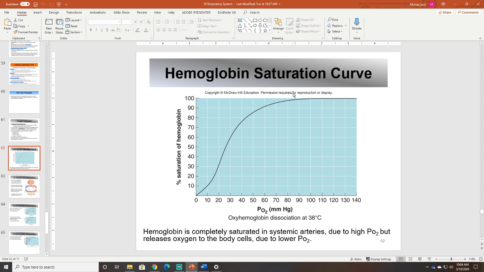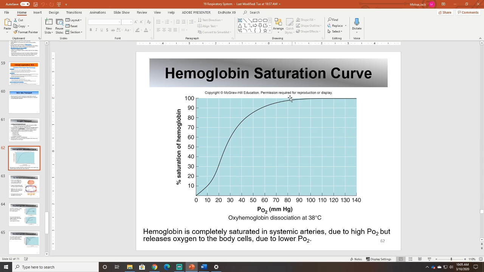As we reach about 90 millimeters mercury for the partial pressure of oxygen, we see an almost 100% saturation of hemoglobin. Now, do you guys remember what the partial pressure of oxygen is typically in blood, or rather, we should say, in the pulmonary veins as we're moving away from the lungs? That's about 104 millimeters mercury. So at 90, we're pretty close to 100%. 104 millimeters mercury, that's where we are leaving the lungs.